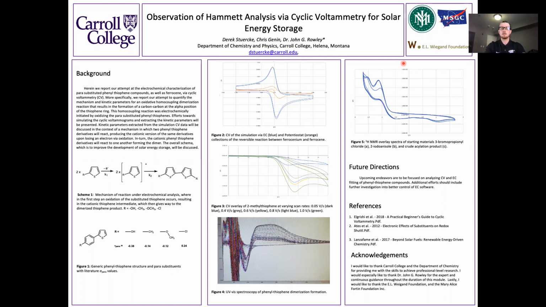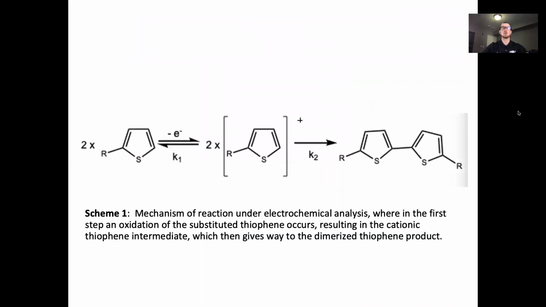The homocoupling reaction was electrochemically initiated by oxidizing the para-substituted phenylthiophenes via cyclic voltammetry. Our mechanism of interest is shown here. Now, this first molecule here, our starting material, is going to be referred to as the monomer, and the final product here is going to be referred to as the dimer. We are expecting it to go through a reaction equilibrium, and this loss of the electron here in the first step is indicating the oxidative behaviors of this reaction.